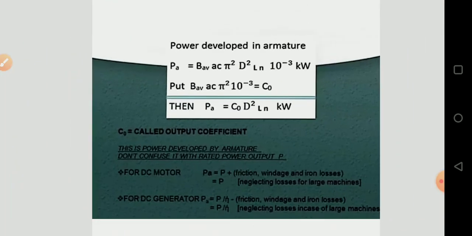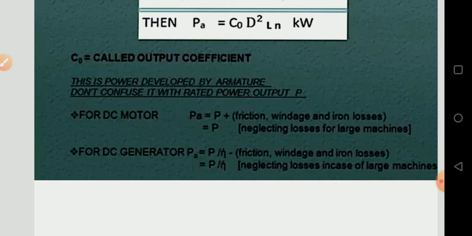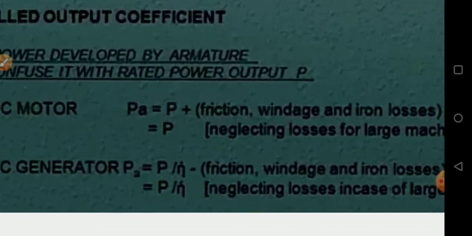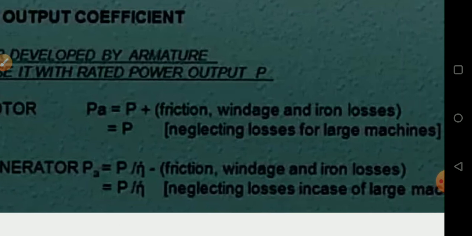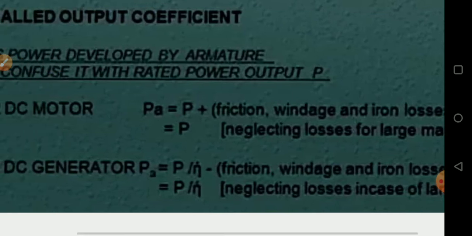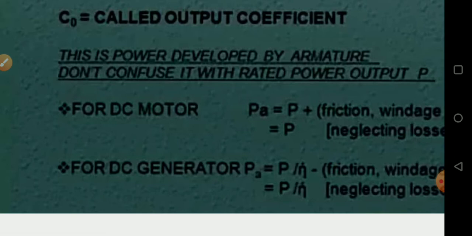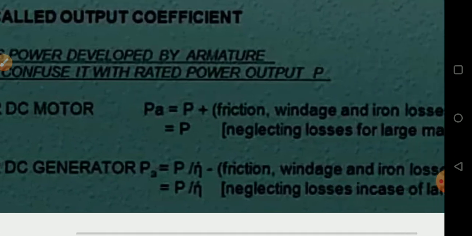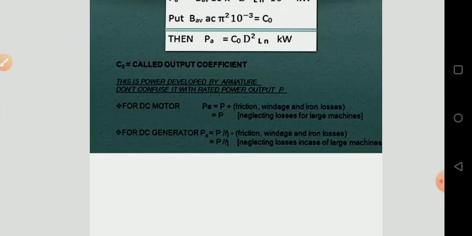Now for a DC motor, we have power equal to P plus friction, windage and iron losses. So if we neglect all the losses in the machine, then we have P, the output power. In case of a DC generator, we have power P upon efficiency minus losses, friction, windage and iron losses. So if we neglect these losses, then power developed equals P, the output power, upon efficiency.